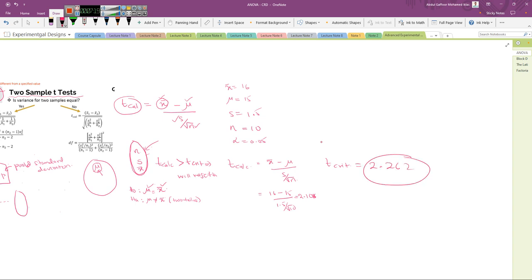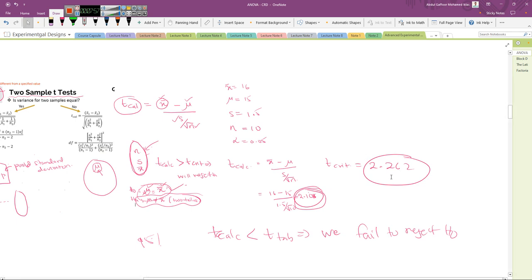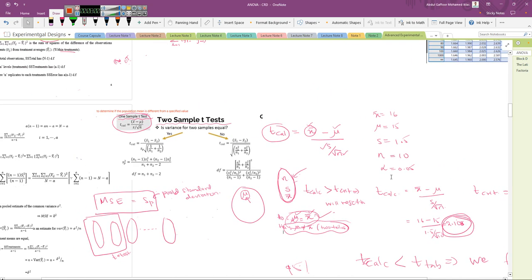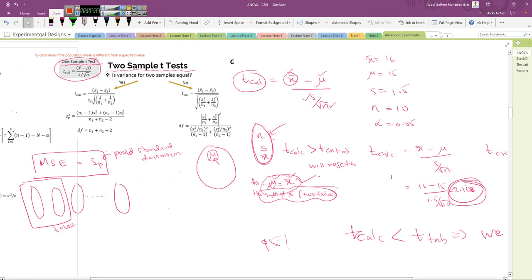So if you compare this value and this value, it is less than our table value, right? So t calculated is less than t table. So we fail to reject H naught. If we fail to reject H naught, we have to accept that, right? So at 95% confidence level, mu is equal to x bar. This is how we have to calculate and conclude it.